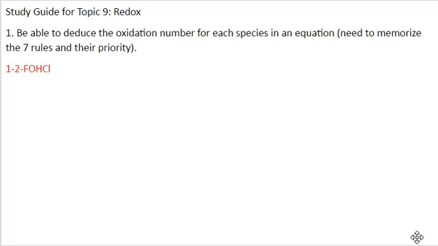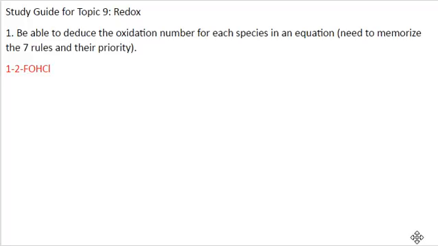Objective 1 for the Topic 9 study guide says be able to deduce the oxidation number or oxidation state for each species in an equation. Then it reminds you you'll have to know the 7 rules and their priority. And the way I keep track of it is this mnemonic, 1, 2, Fehockel, or however you want to say it.